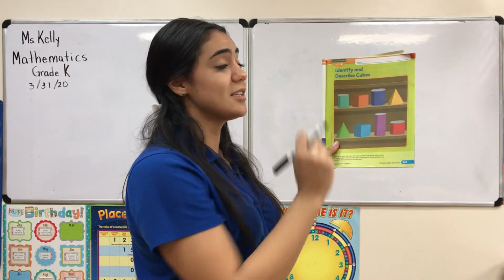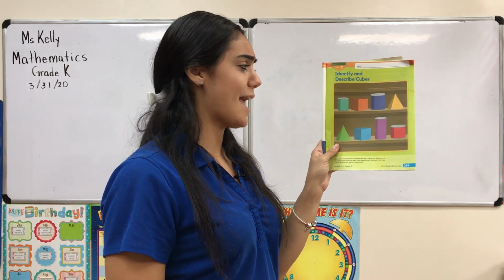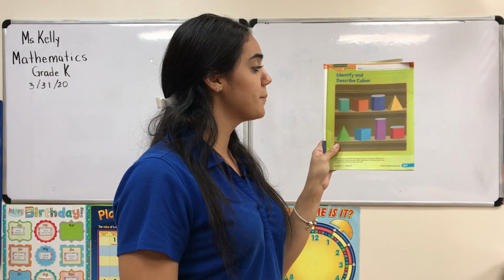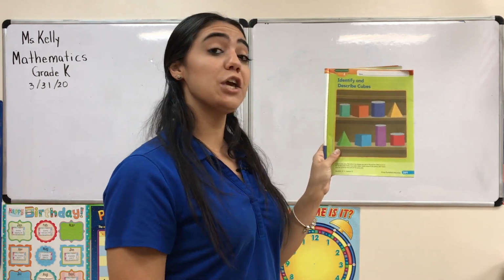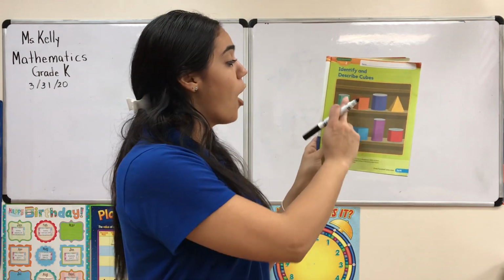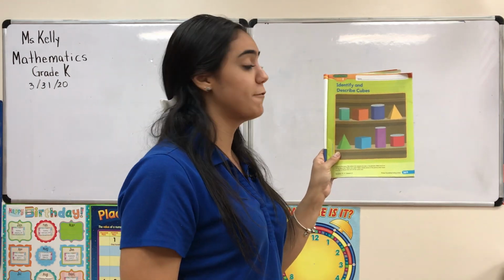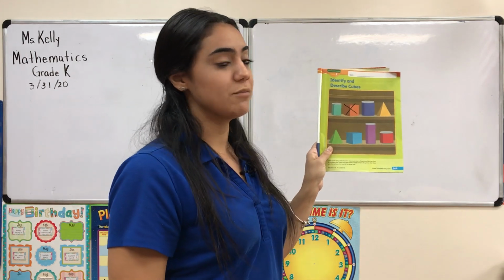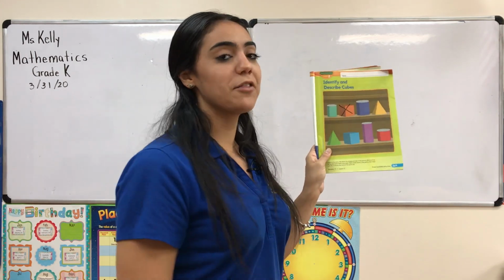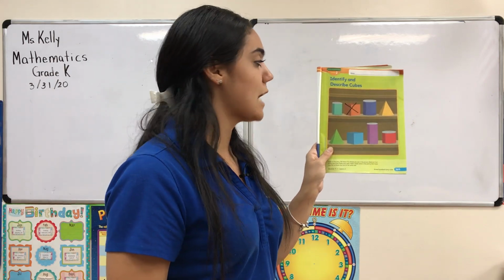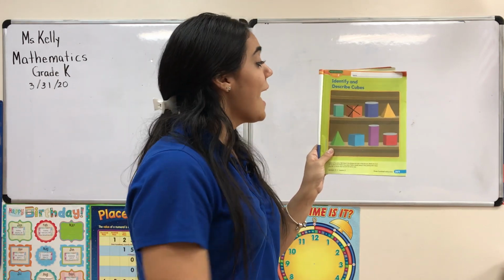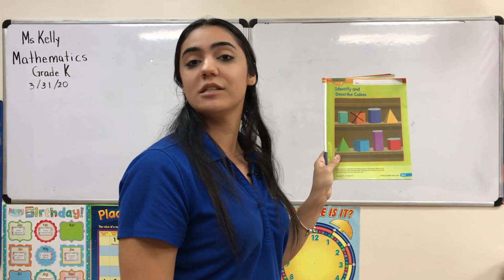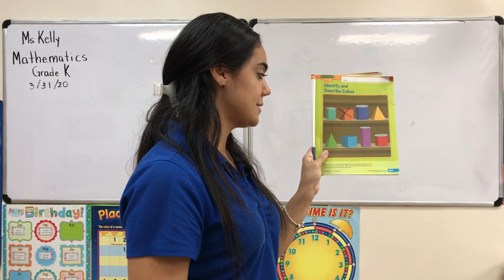The top shelf has a cylinder. We know that one doesn't have the flat surfaces we're looking for. The other one is a cube. This one does have all the flat surfaces that we are looking for. So we are going to mark an X on that object. The next one is another cylinder, and we know that that one does not have all flat surfaces. And the last one is a cone, which we know does not have all flat surfaces.